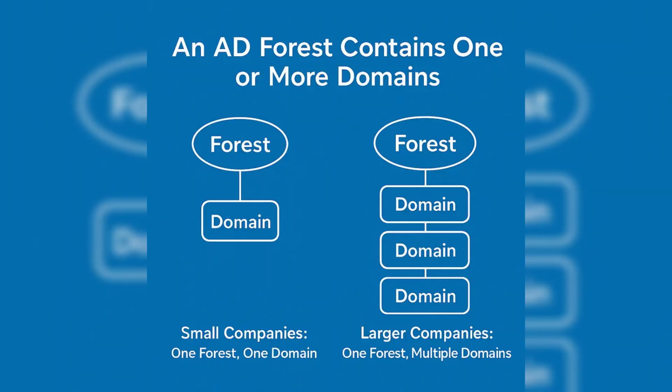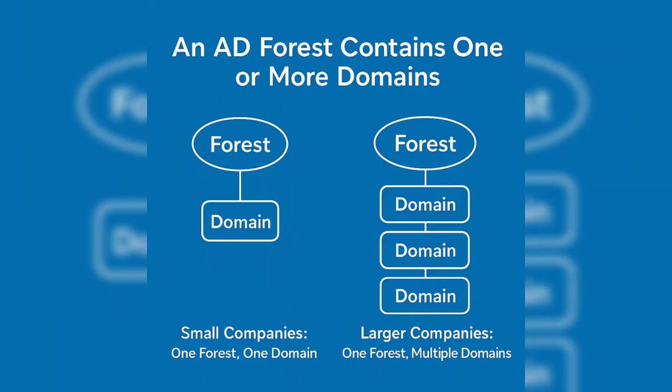A forest contains one or more domains. Every forest must have at least one domain. When you first create a forest, one domain is created automatically. This is the beginning of your directory structure. But a forest doesn't have to remain a single domain. It can grow. Small and medium-sized organizations often use a simple design, one forest with one domain. It's easy to manage and perfectly suitable for their needs.